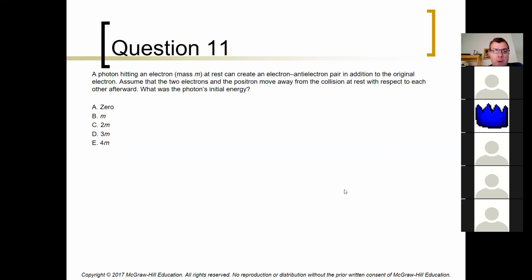Okay, then we've got a photon hitting an electron, and it creates an electron-anti-electron pair in addition to the original electron. Now, before we go any further with the mass and energy in this case, if anybody remembers what I said last time about neutrinos, do we need any neutrinos created in this situation in order to satisfy conservation laws?